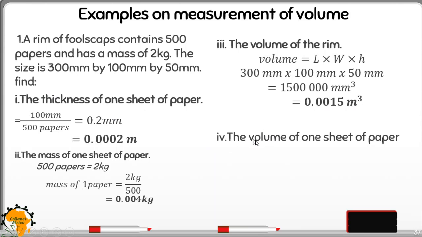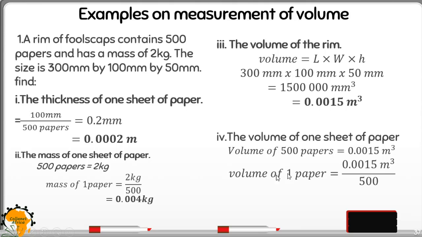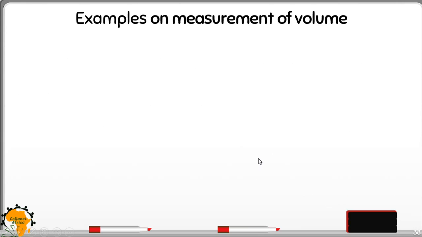Finally, you are supposed to get the volume of one sheet. Remember, what we have calculated here is the volume of 500 papers. So to get the volume of one sheet, we have that the volume of 500 is this one. So the volume of one paper will be this value divided by the number of papers, which is 500. 0.0015 divided by 500, you get 0.000003 cubic meters.